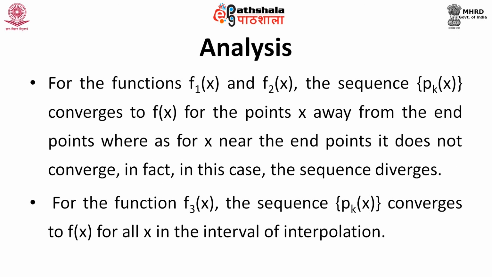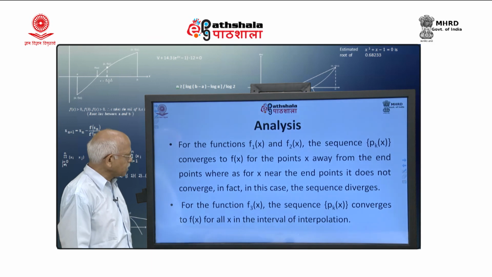For the functions f 1 x and f 2 x, the sequence p k x converges to f x for the points x away from the end points. So, in the middle it converges, and towards the ends it does not converge. In fact, in this case the sequence diverges towards the ends, where the error goes on increasing. And for the function f 3 x, the sequence p k x converges to f x for all x in the interval.